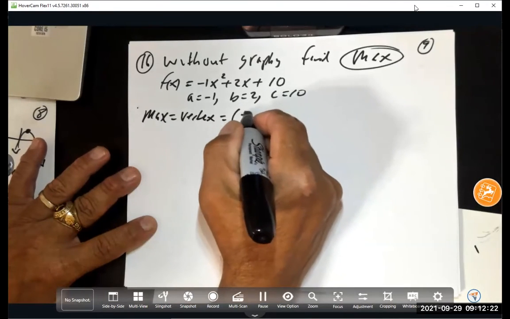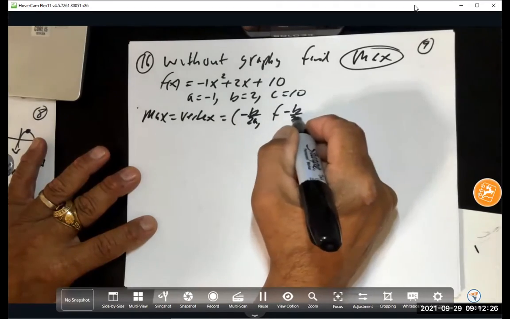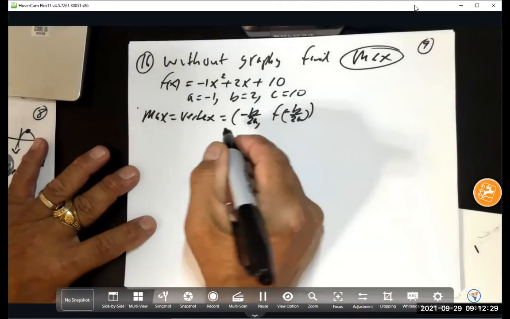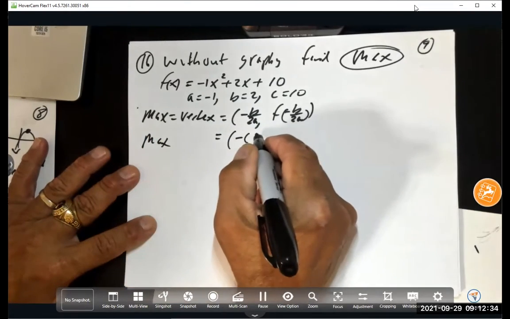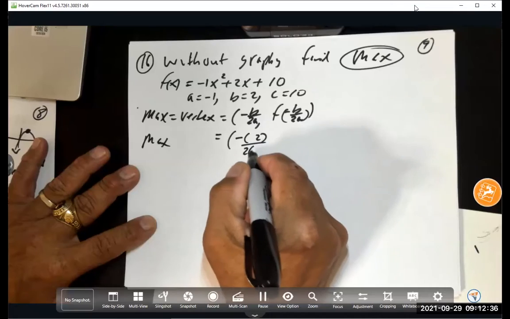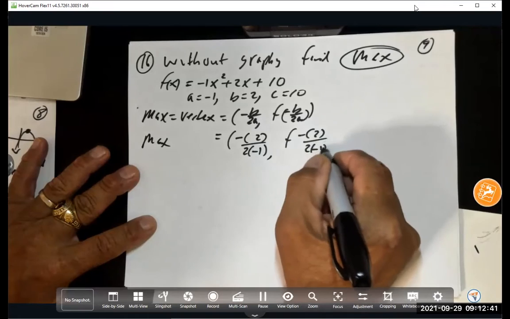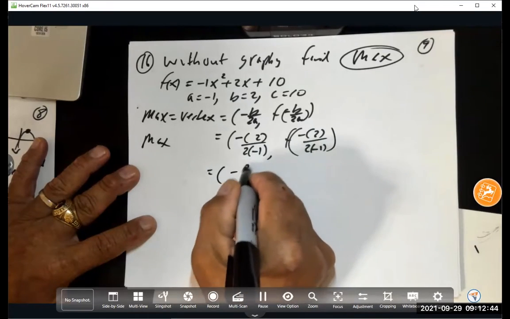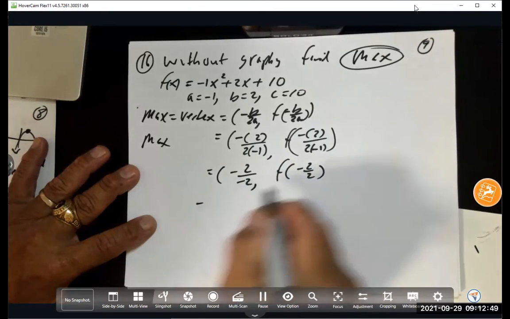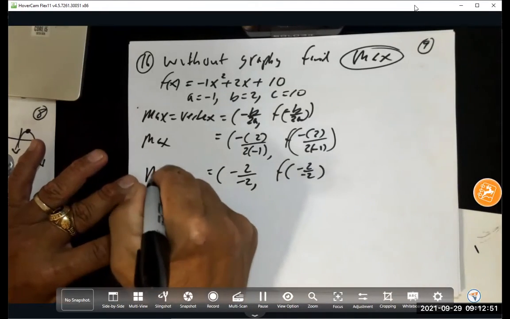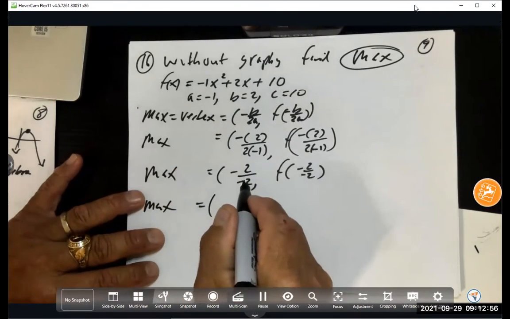I tell you that the max, which is the vertex formula, is negative b over 2a, f of negative b over 2a. There it is right there. So we're going to put the max again and put the numbers in here. Negative of b, that's a 2. A is 2 times -1. And then f of negative 2 over 2 times -1. So it looks like I have -2 over 2. Is that right? What is -2 divided by -2?